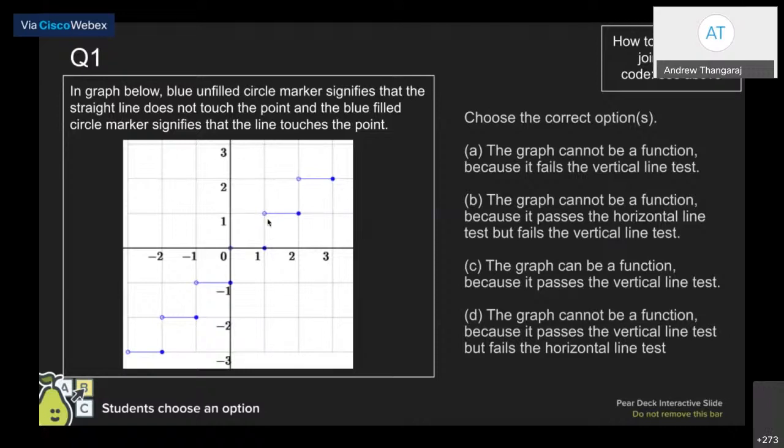To give you an example, 1, 1 is not a point on the line. 2, 1 is a point on the line.